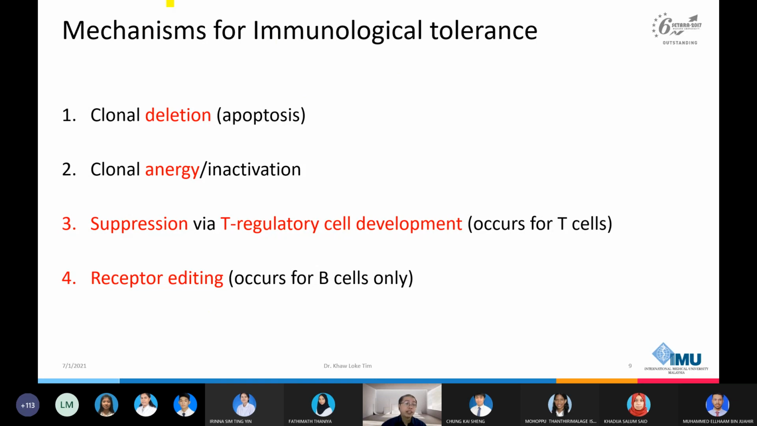And generally, these are the mechanisms for immunological tolerance: deletion, anergy, suppression, and receptor editing. So these are the general ones. But the emphasis is on these two, and the special cases for T cells and B cells respectively.